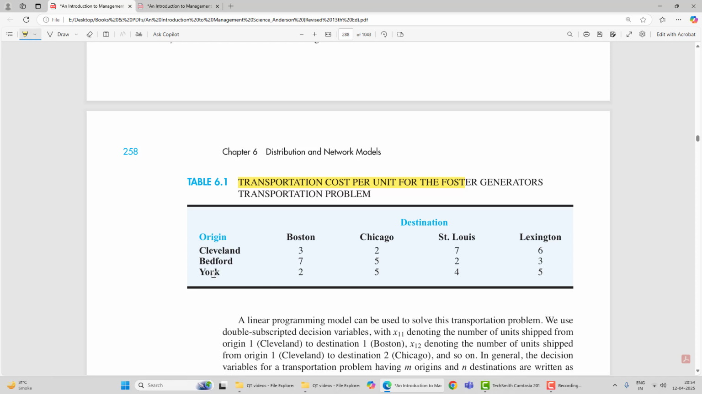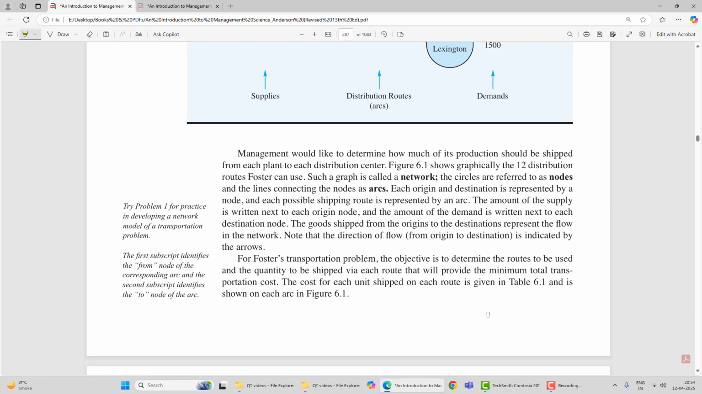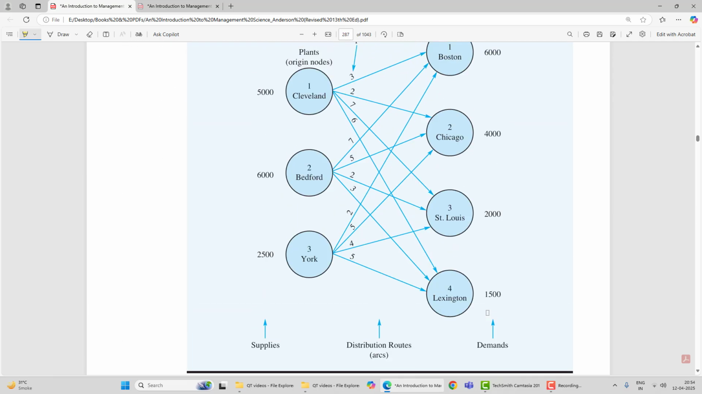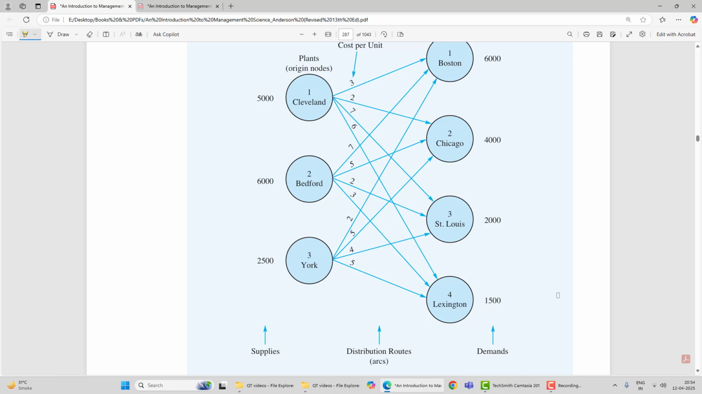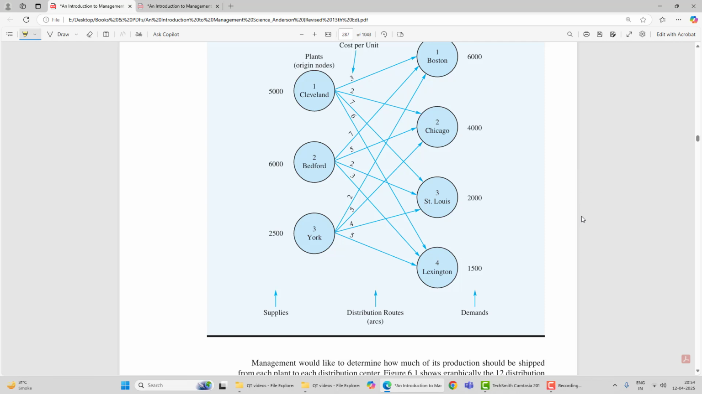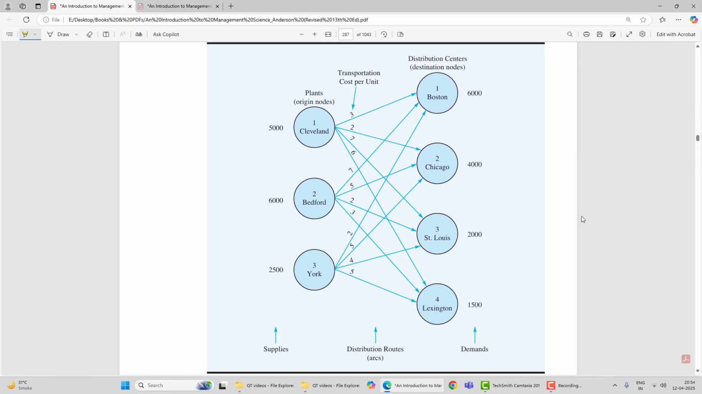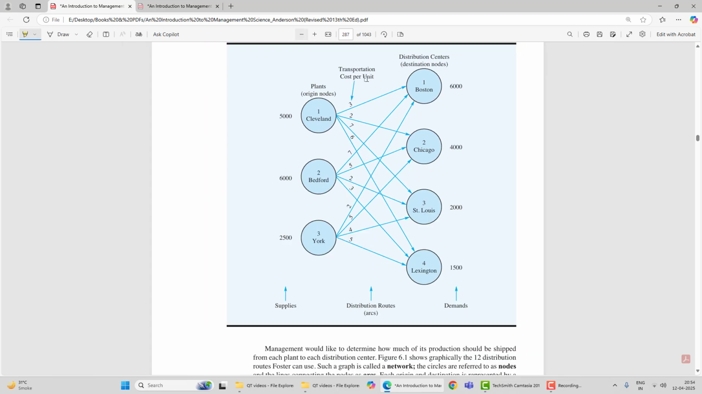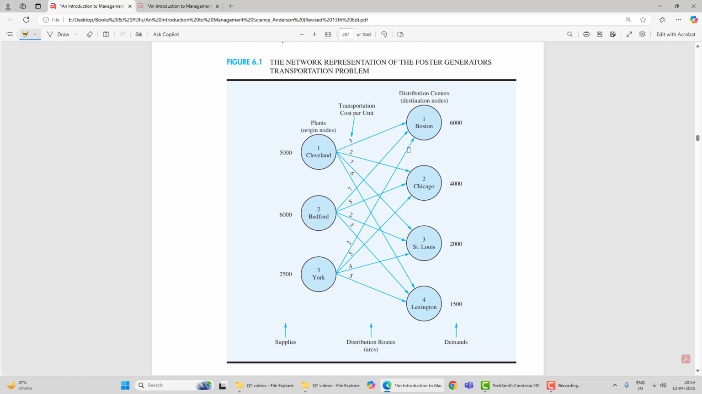From Bedford to Chicago it is 5 units. From York to St. Louis it is $4 per unit, right? So this is the information. If you want to show all the information on a single diagram, it can be shown like this. So this is where the entire information is shown.